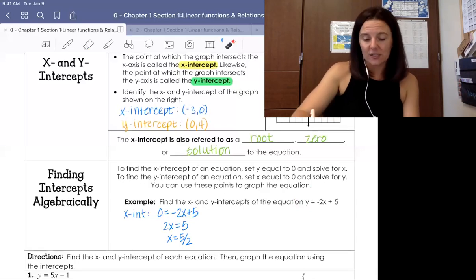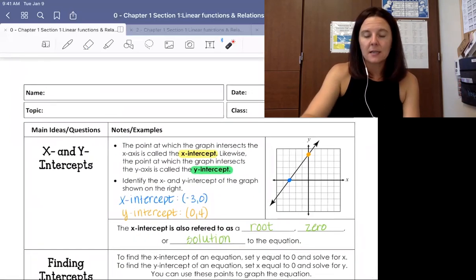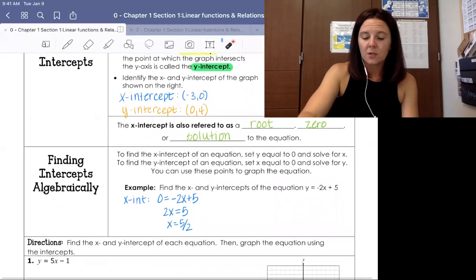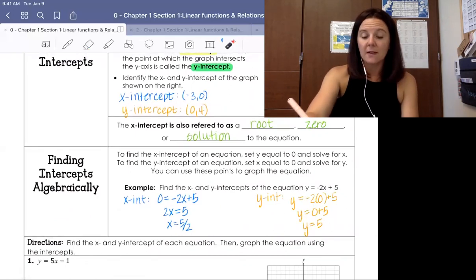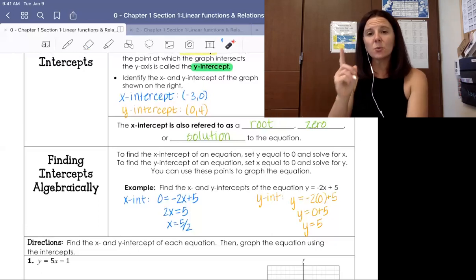The y-intercept, where it crosses the y-axis, is the opposite. So all along this y-axis, our x-coordinate is 0. So if we set x equal to 0 in an equation, it will give us the y-intercept. So you're always setting the opposite variable equal to 0. So for this one, to find the y-intercept, we're going to plug in 0 for x. So we do y equals -2 times 0 plus 5, and then solve for y. So -2 times 0 is 0, plus 5, which means y equals 5. So that's our y-intercept.